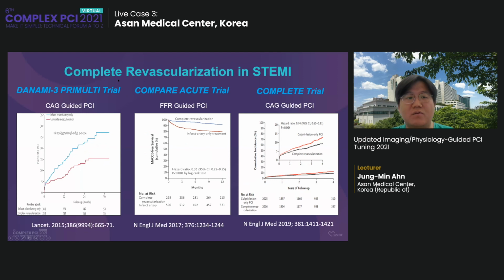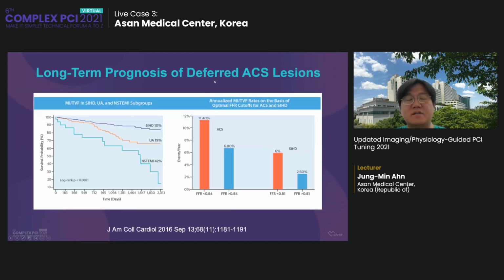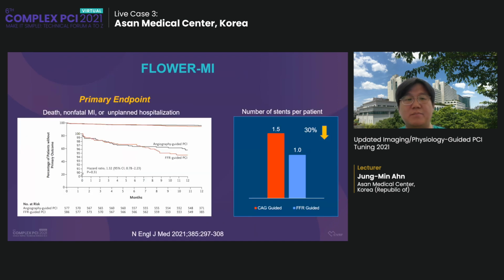Another interesting trial was the FLOWER-MI trial. We have sequential randomized trials for complete revascularization in STEMI: PRAMI, COMPARE-ACUTE, and the COMPLETE trial. Two studies used CAG-guided PCI. One study used FFR-guided PCI. In addition, there is some clinical concern about using FFR in acute coronary syndrome. So the FLOWER-MI trial compared FFR-guided versus angio-guided PCI in patients with STEMI and multivessel disease.